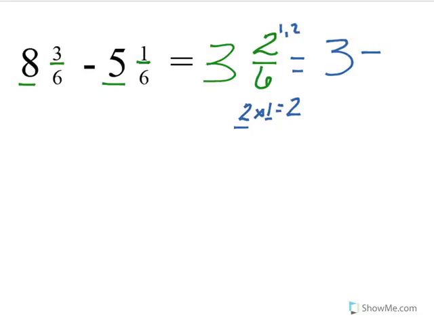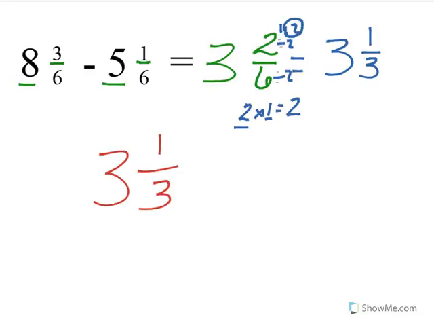6 is also divisible by 2. 2 is a factor of 6. So I'm going to circle the 2, and then I'm going to divide by 2 for both numbers. Now, 2 divided by 2 is 1, and 6 divided by 2 is 3. So my final answer for this problem is 3 1/3.